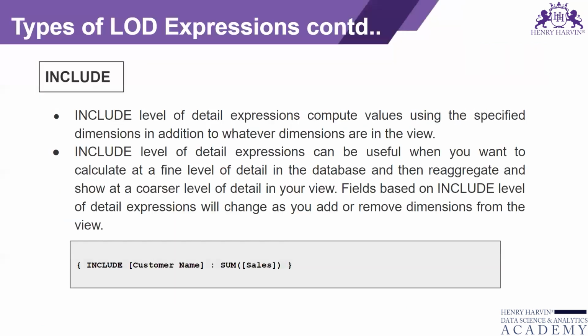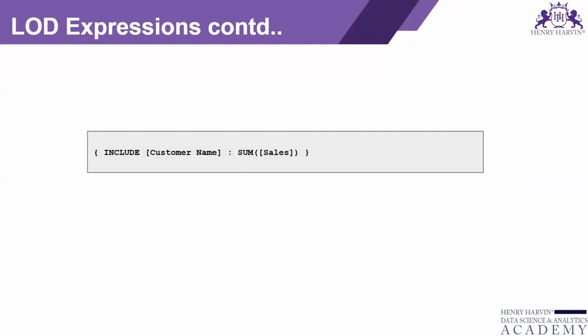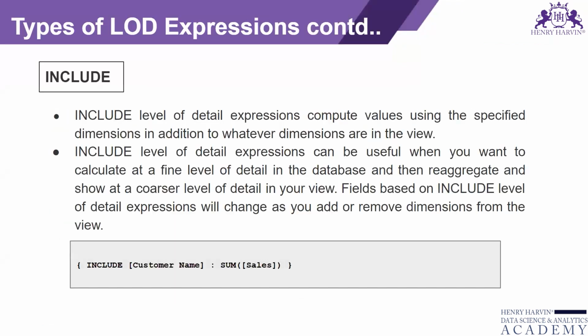Fixed, include. Okay, fine. So let us first understand the meaning of include. Include level of detail expressions compute values using the specified dimensions in addition to whatever dimensions are in the view. Include level of detail expressions can be useful when you want to calculate at a fine level of detail in the database and then re-aggregate and show at a coarser level of detail in your view. Fields based on include level of detail expressions will change as you add or remove dimensions from the view.